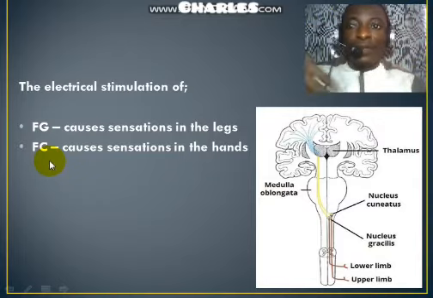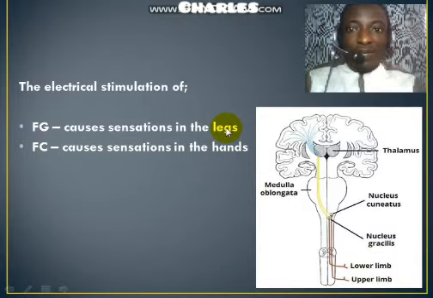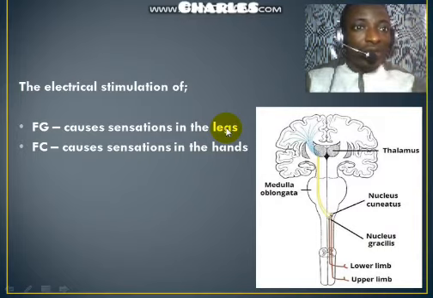It's very easy to remember these two divisions of the dorsal column lemniscal system. First, you could say legs are gracious. It simply means the fasciculus gracilis carries information from the legs and lower parts of the body, and electrical stimulation of that fiber would cause sensations around the legs and lower parts of the body.